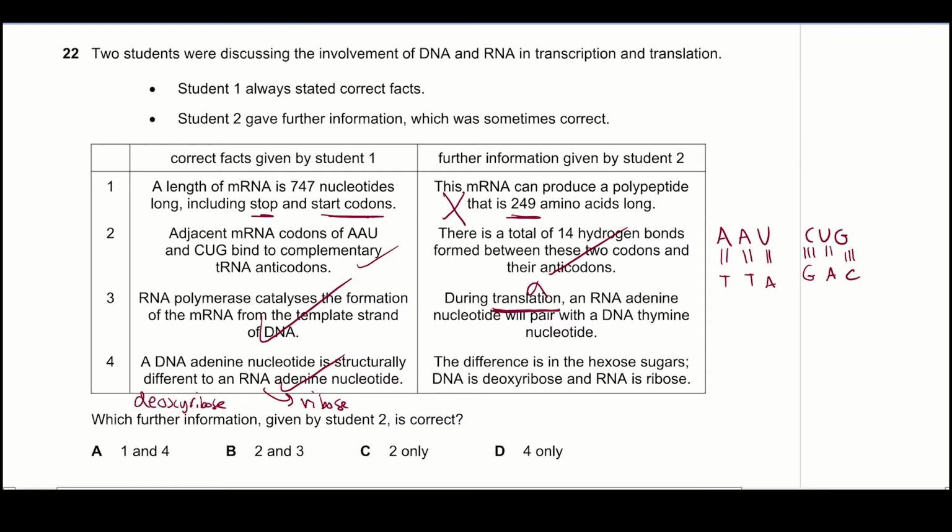The next one is the difference is in the hexose sugar. Hexose is incorrect because ribose and deoxyribose are pentose sugars. So this is incorrect. The only correct answer is going to be C.